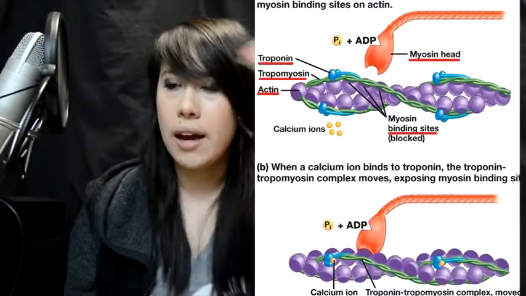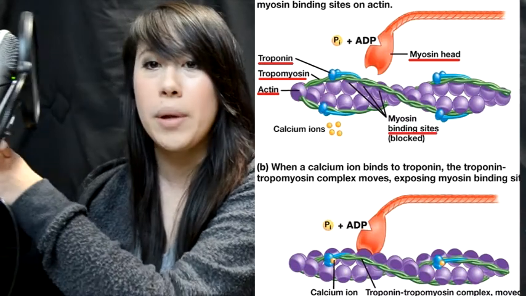So hopefully that helps. The last thing I want to go through today is troponin and tropomyosin. Now, we haven't gotten to what they do yet, but I want you to understand at least where they are. And so, you know what? I'm going to put it here too, because I can do that.